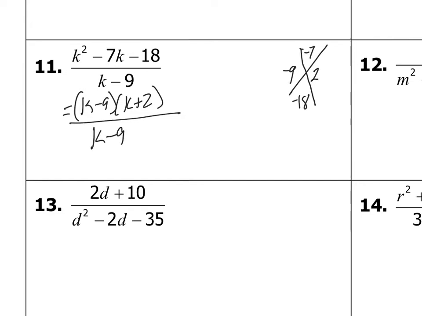I'm going to tell you a little secret. Most of the time on these, if there's a single factor on the bottom like here, it's probably going to be one of my factors in the top. See, I have a k minus 9 here and a k minus 9 here. That makes a 1. So what do I have left? Well, k plus 2. And that's my answer.